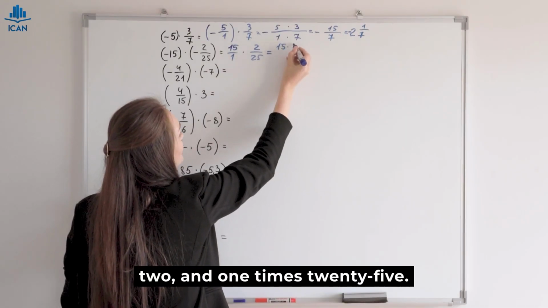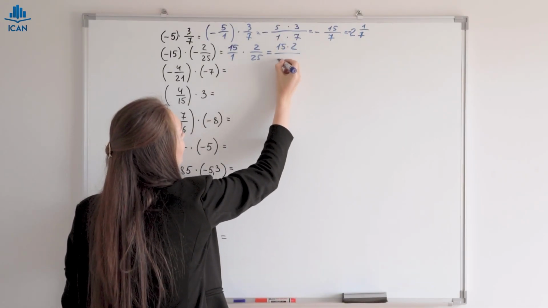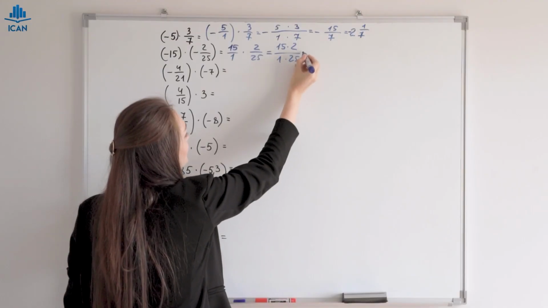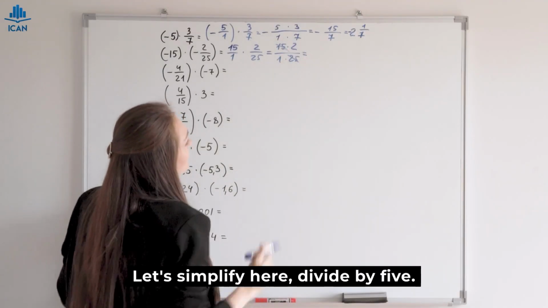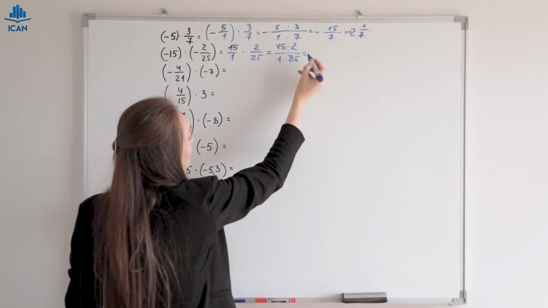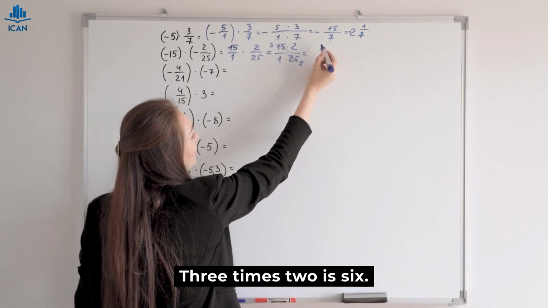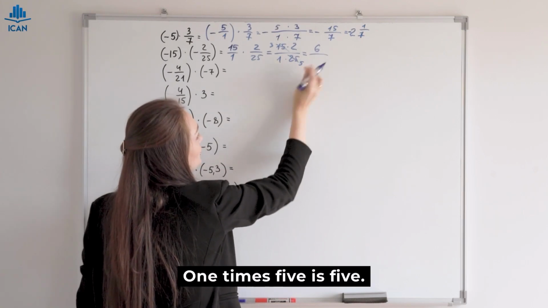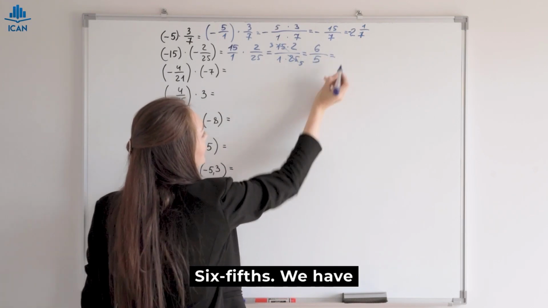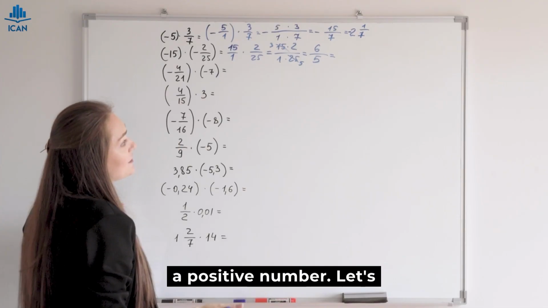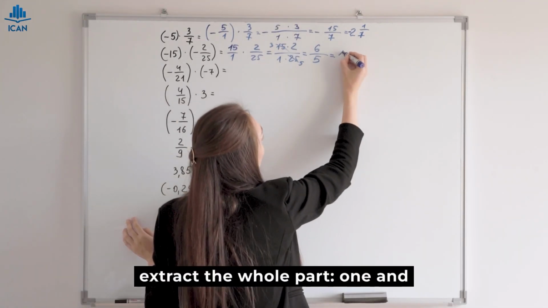15 times 2 and 1 times 25. Let's simplify here, divide by 5. This will be 5, this will be 3. 3 times 2 is 6. 1 times 5 is 5, 6/5. We have a positive number. Let's extract the whole part, 1 and 1/5.